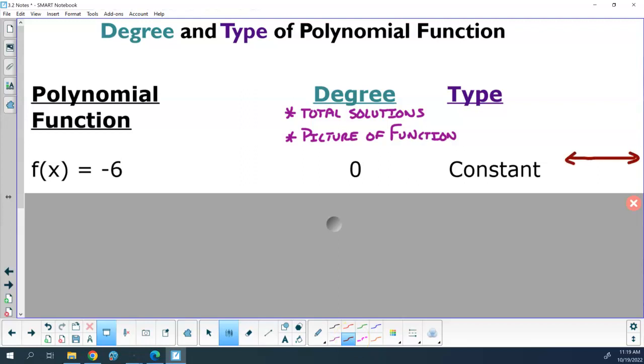It's a horizontal line. The value of that function is always the same, no matter what x you put in.